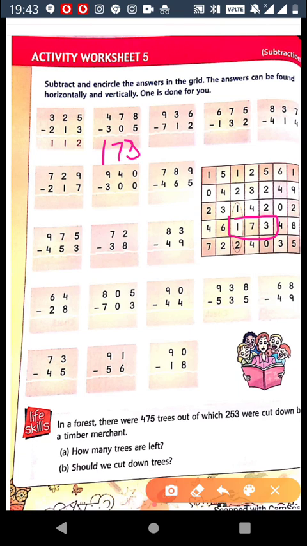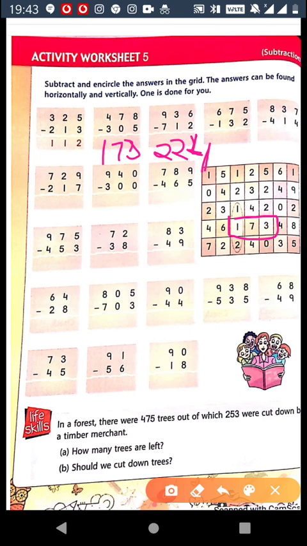936 minus 712. 6 minus 2 is 2. 3 minus 1 is 2. And 9 minus 7 is again 2. You can check the answer also. Checking subtraction by addition, that is when we add the smaller number and the answer, we get the bigger number. So you can check it here. 2 plus 2 is equal to, 6 minus 2 is 4. See, I caught the mistake. 6 minus 2 is 4 and I had written 2. So when we check the subtraction, we can find out if we have made any mistake.